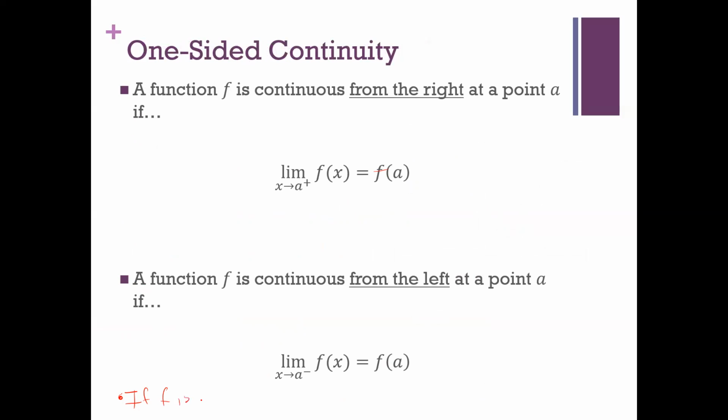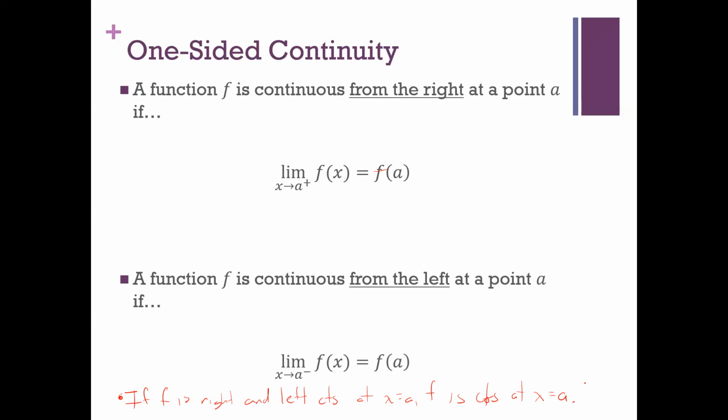If f is right and left continuous at x equals a, f is continuous at x equals a. So again, this is an analog back to the first time we talked about limits. If your limit from the left and your limit from the right agree, then the two-sided limit is the value they agree on. So in this case, let's say that both these first two bullets are true.